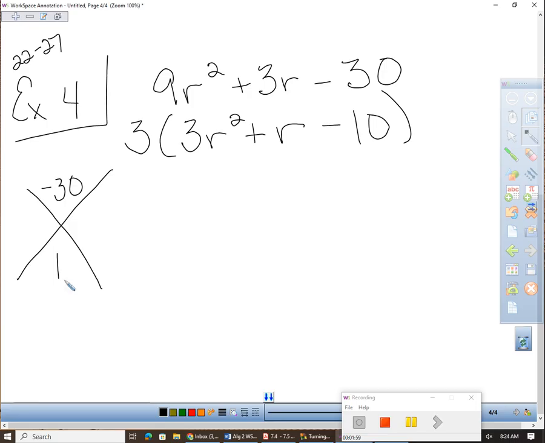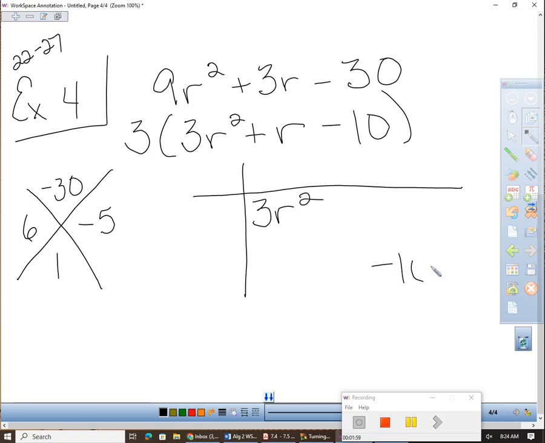What are my sides this time? You're close. How about positive 6 and negative 5? Right? Okay, so now is my leading coefficient a 1? No, not really, so I have to draw the box. First term in the trinomial is 3r squared. Last term in the trinomial is negative 10. In my diagonal, I'm going to have a 6r and a negative 5r.